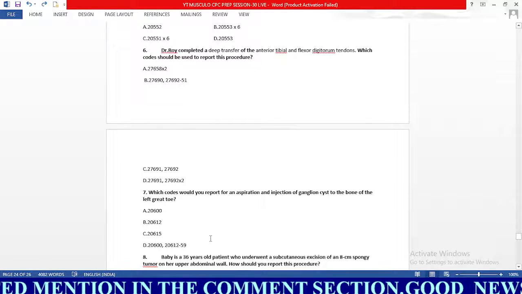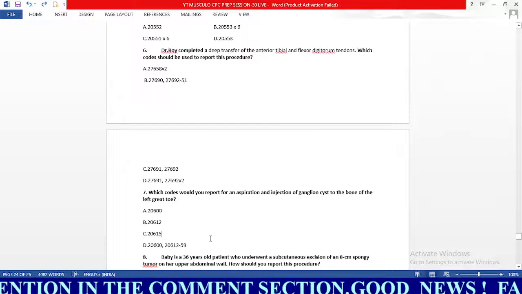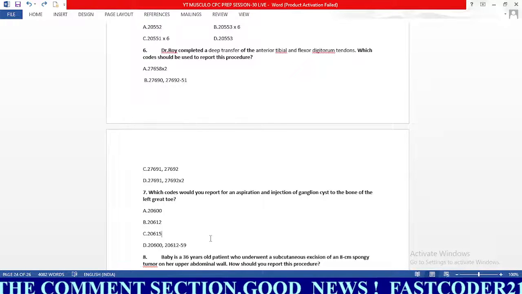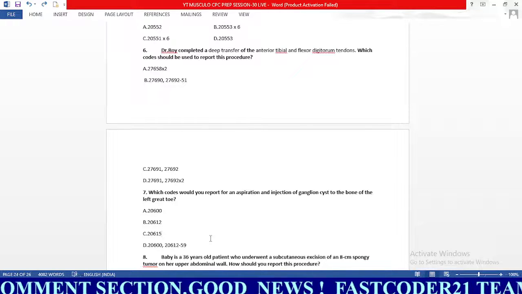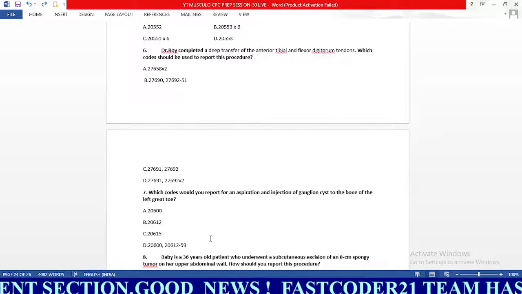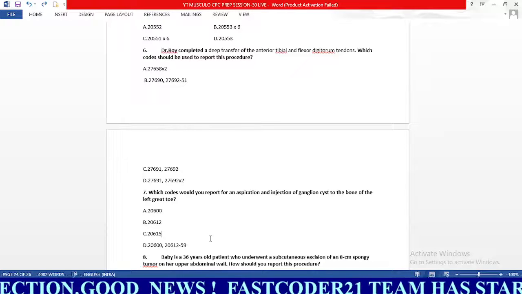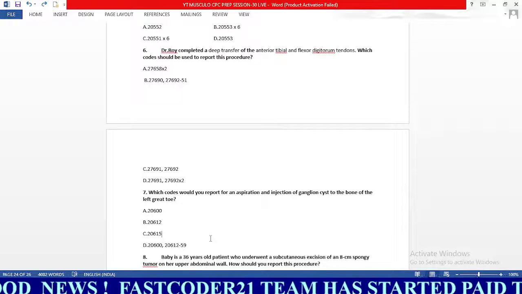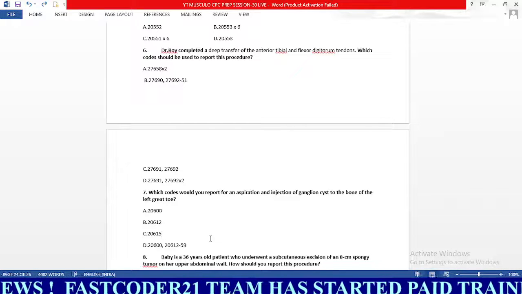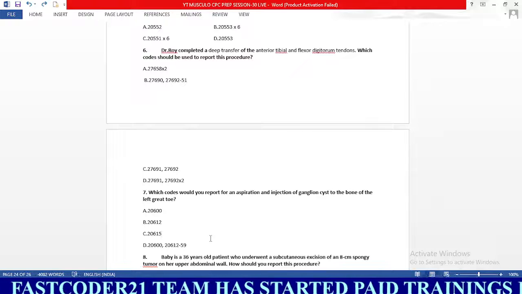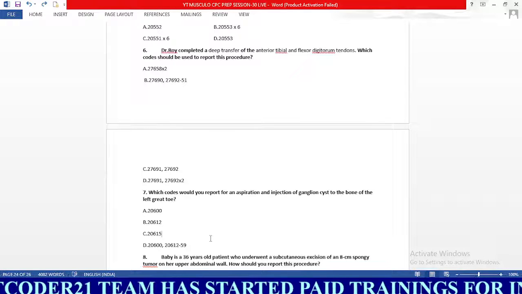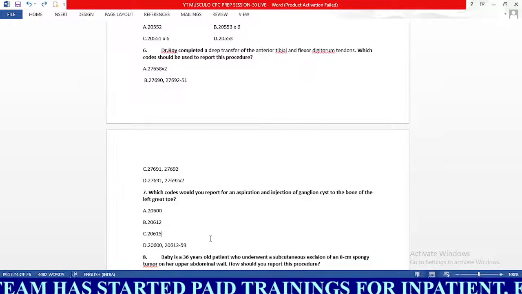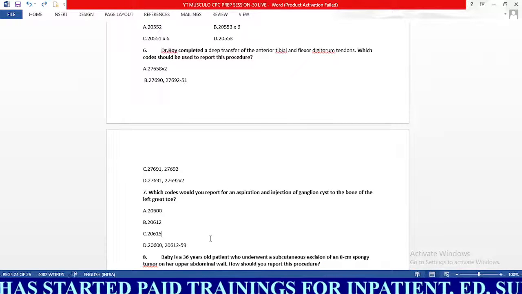So anyway, most of the people wrote the correct answer. So DS, this is answer B, not C. Basically C is for bone cyst, not for ganglion cyst. But based on our question, we have a ganglion cyst, so we need to choose B, 20612. So okay, DS, no problem.